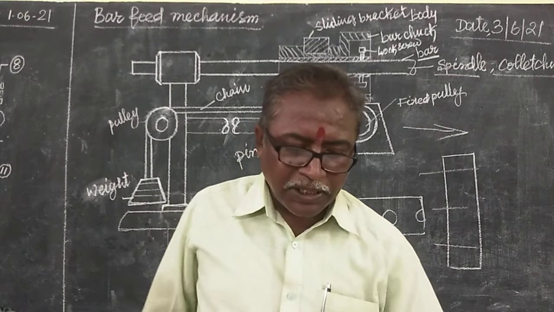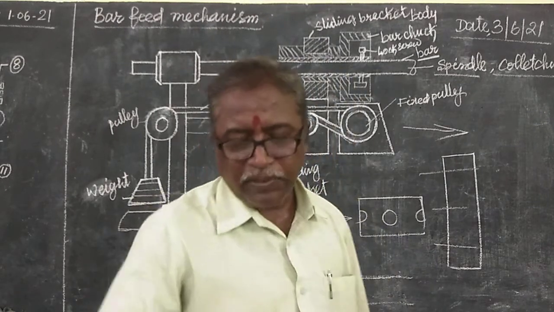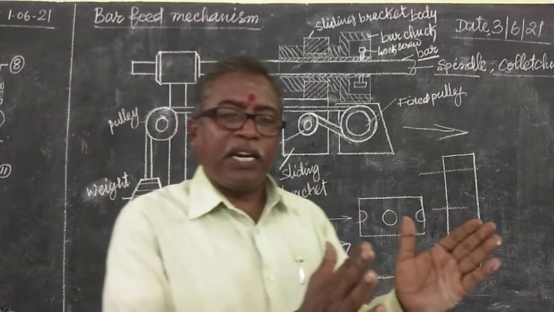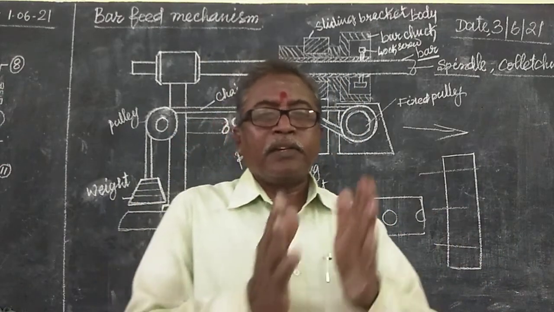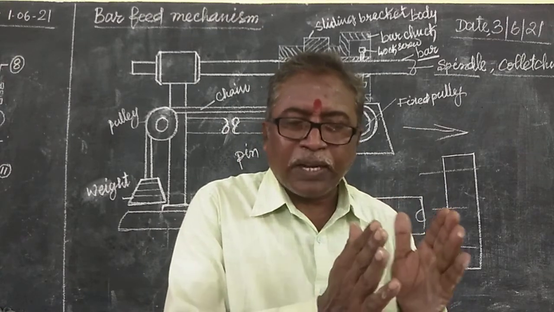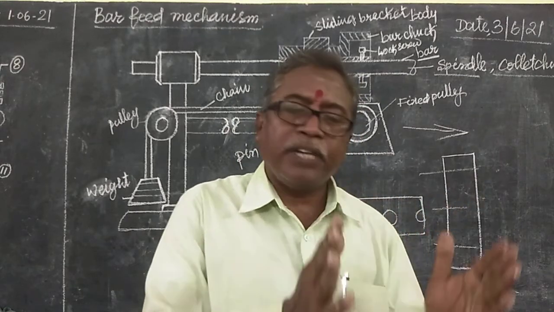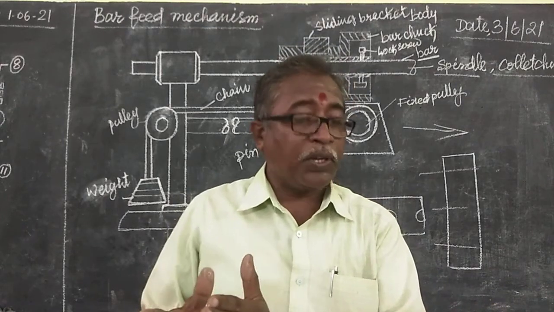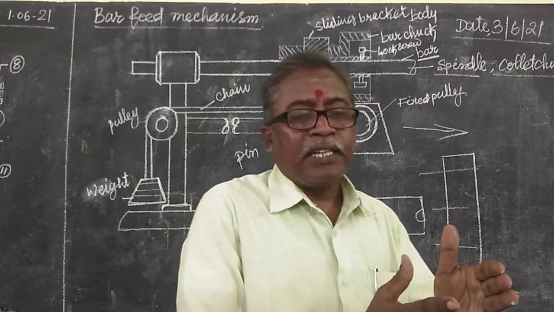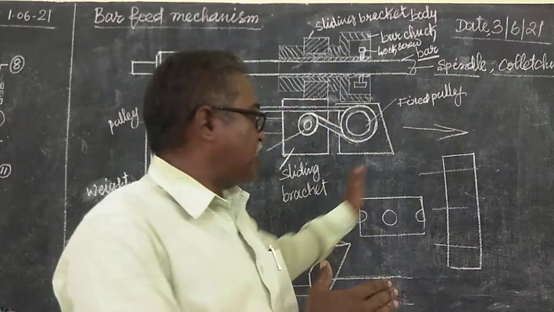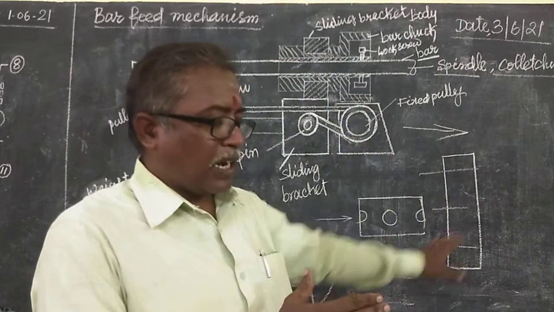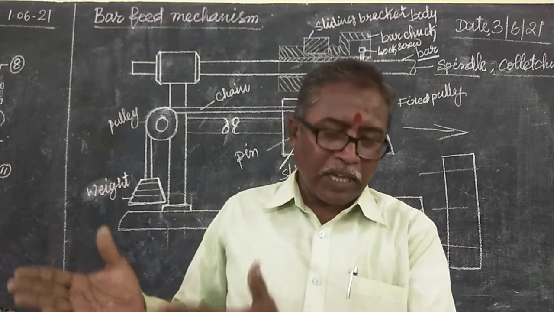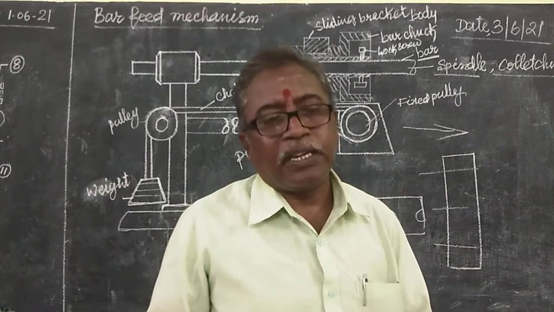Then I will also explain the capstan and turret, the turret head, capstan lathe and turret lathe. Capstan lathe is used for small work. The functions will be the same. The turret lathe is used for heavy duty work. In the capstan lathe, sometimes the turret head will be manual. In the case of the turret lathe, it is automatic.